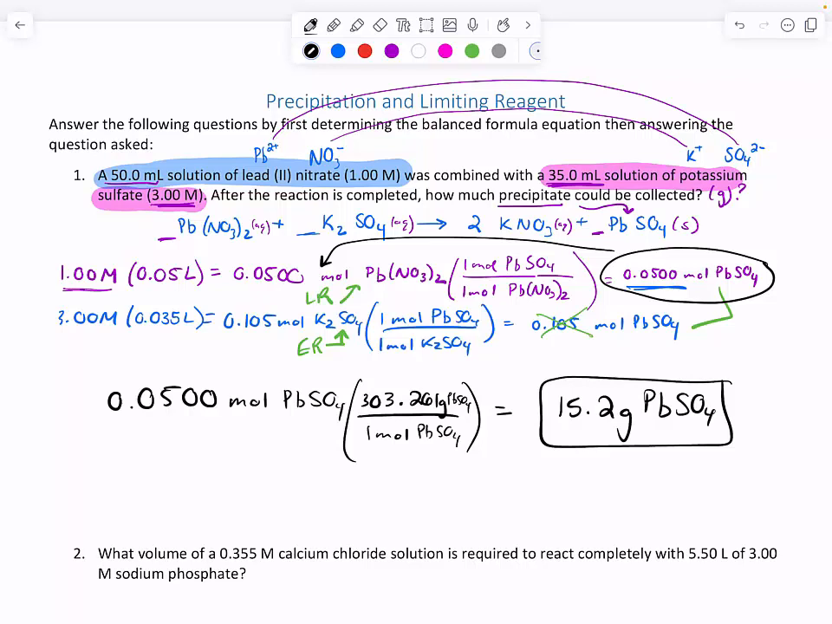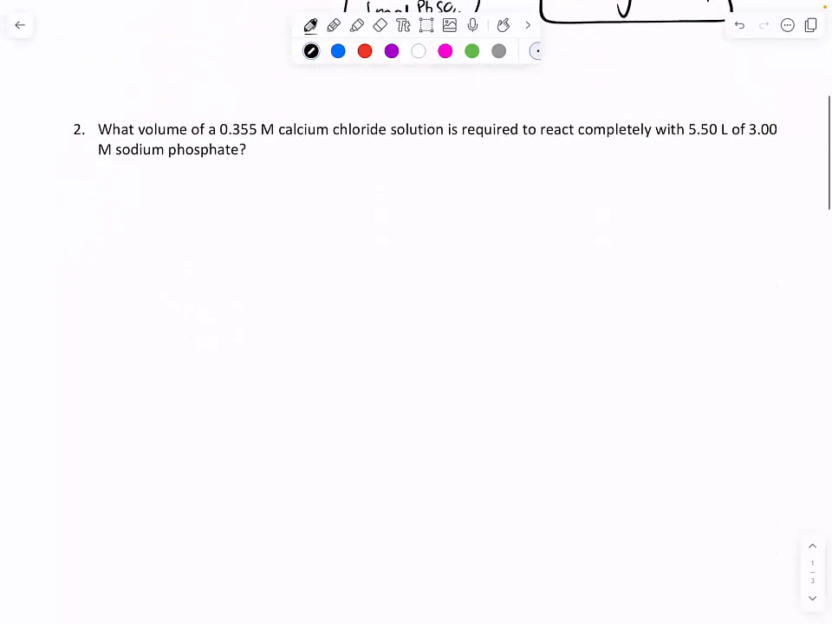I'm still going to have some potassium sulfate remaining, but this is the amount of precipitate that could maximally be collected. Now remember, no reaction is perfect, so you're actually going to probably generate less than that. All right, that's the first problem. Let's do the second one.